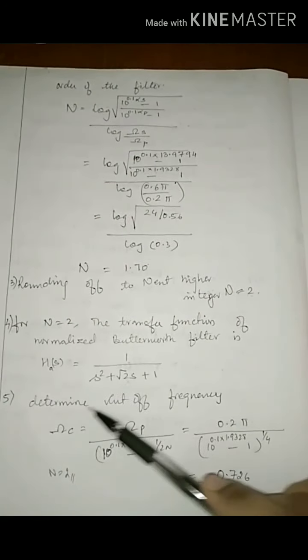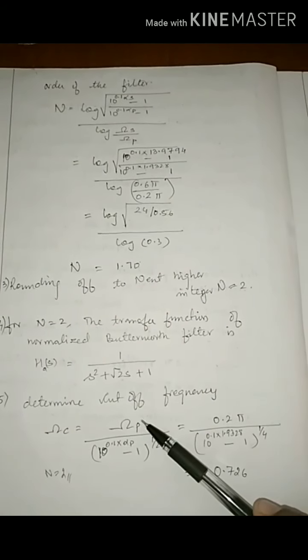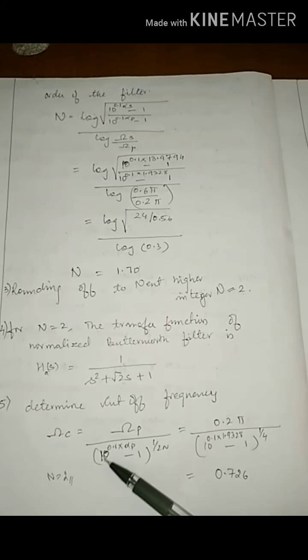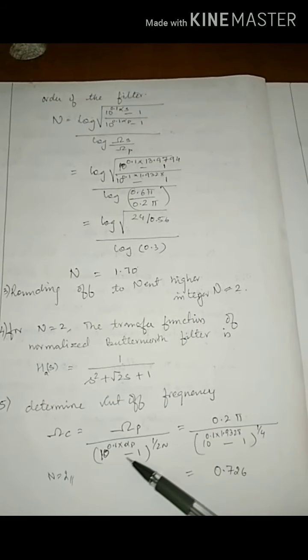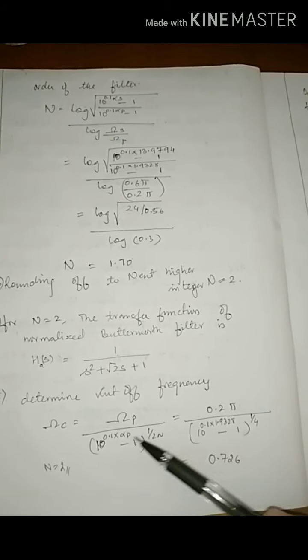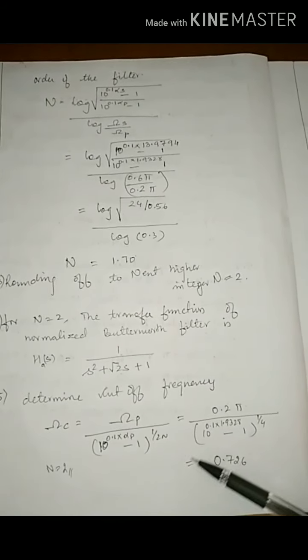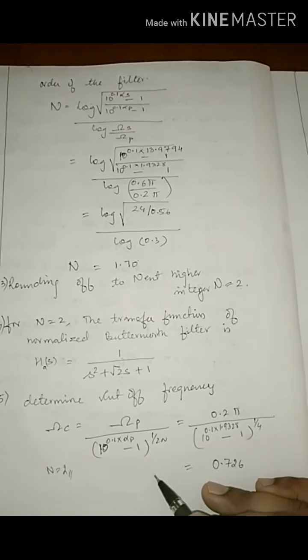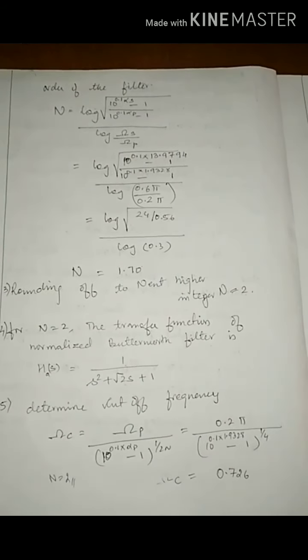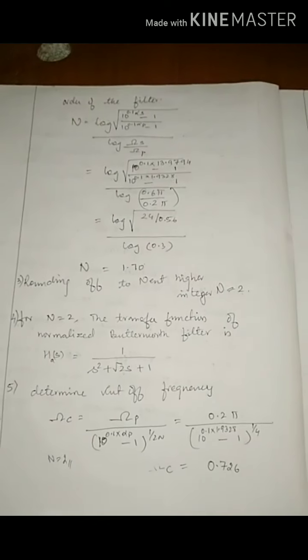Now we have to determine the cutoff frequency. Cutoff frequency formula is omega c is equal to omega p divided by (10 to the power 0.1 into alpha p, minus 1) whole to the power 1 by 2n. So substitute the value of alpha p and n and omega p, we get the answer as 0.726. That is the value of cutoff frequency. So this process we have seen in designing a normalized analog Butterworth filter.